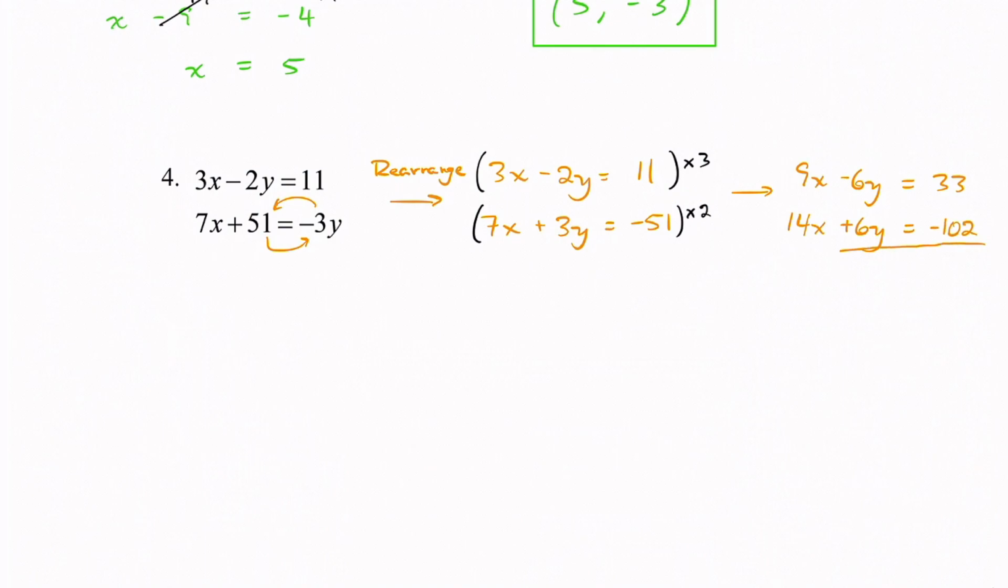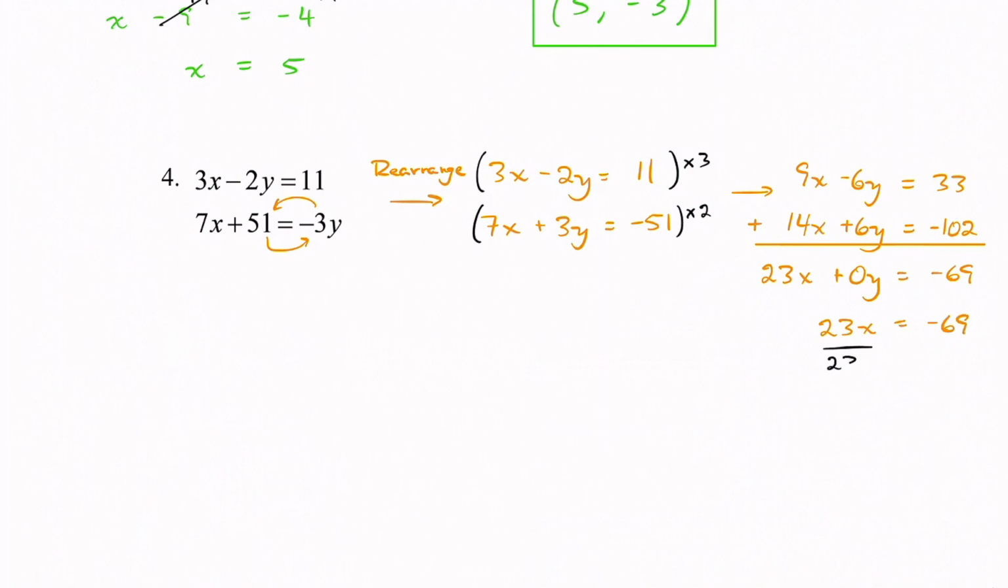So now I can either add or subtract these. So if I add them, I'm going to have -6y plus 6y, and then those will eliminate. So I'm going to add them. So we also have 9x plus 14x, so that is going to give me 23x. Then these ones are going to eliminate, so we're going to have 0y, we can just write that, and then equals, and then we have 33 plus -102, and that is equal to -69. So what we get out is 23x equals -69.